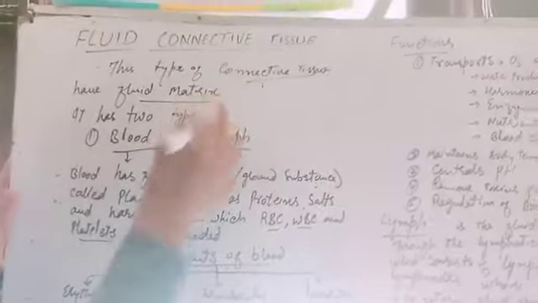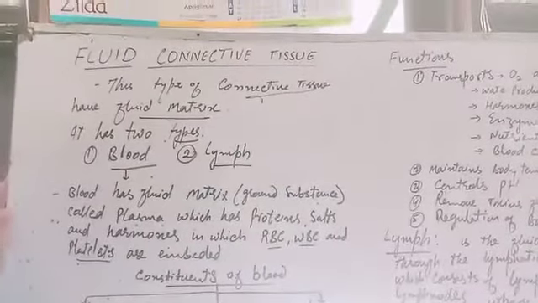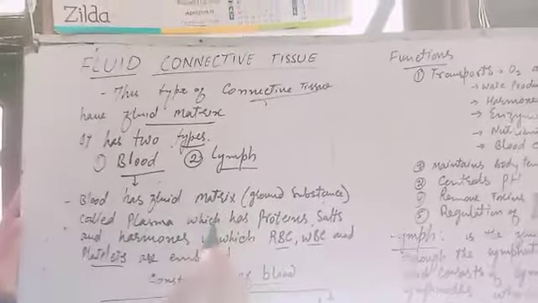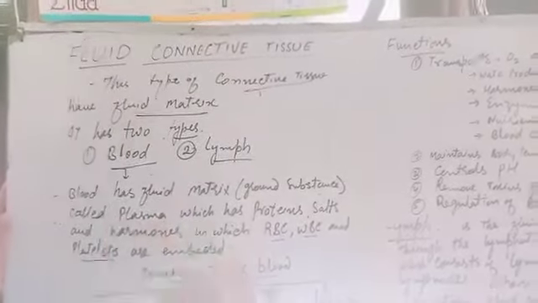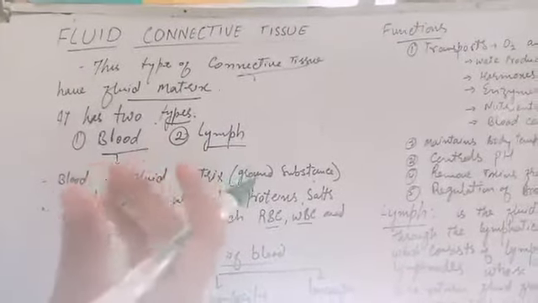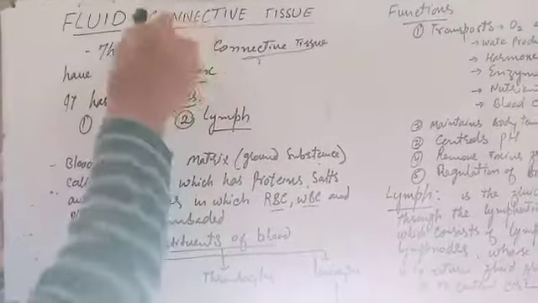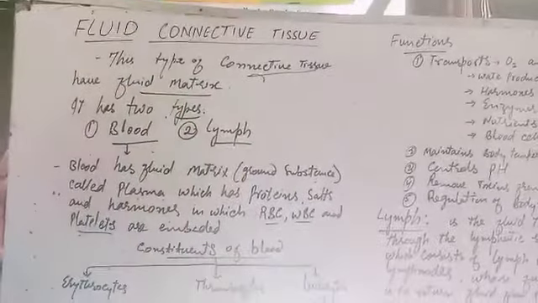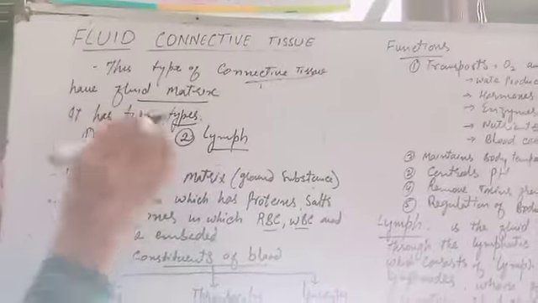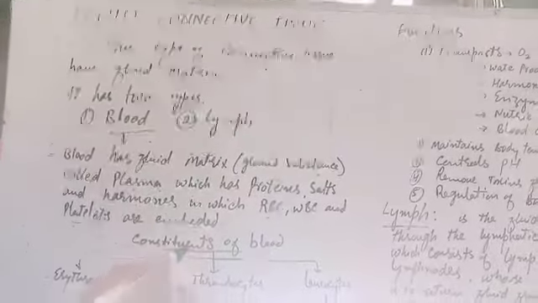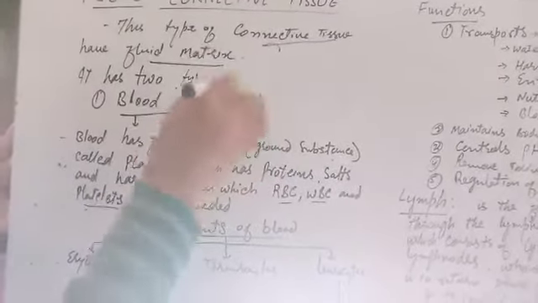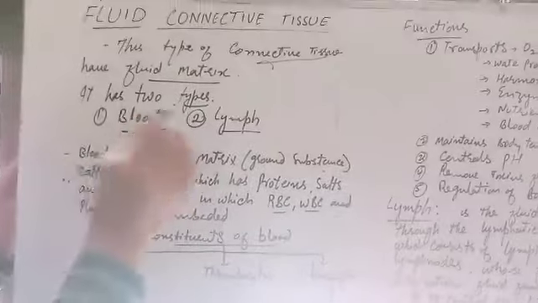Fluid connective tissue is a type of connective tissue that has a fluid matrix. When we studied bone and cartilage, the matrix was solid, but in this type of fluid connective tissue, the matrix is fluid. Fluid connective tissue has two types. Number one is blood and number two is lymph. Both are types of connective tissue, and we will learn about them one by one.